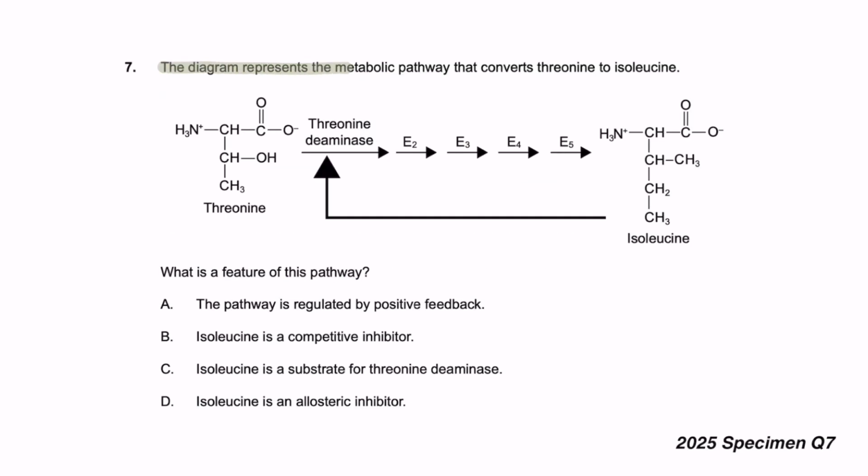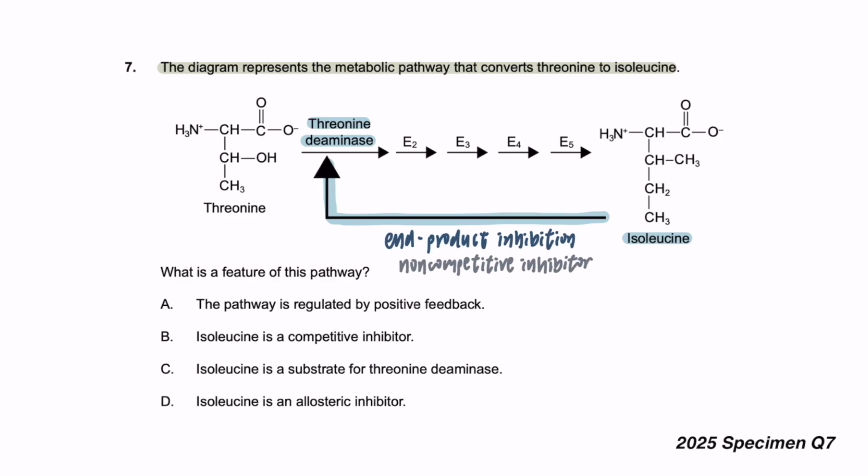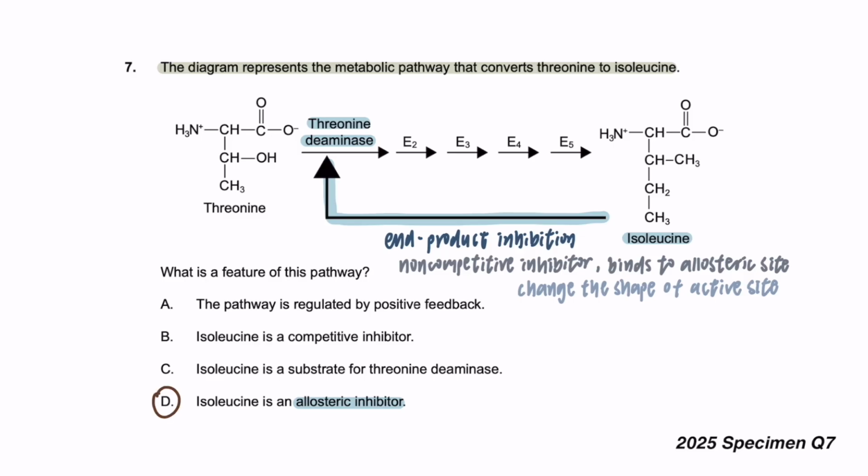The diagram represents the metabolic pathway that converts threonine to isoleucine. Once isoleucine is formed, isoleucine inhibits the enzyme threonine deaminase. This is called end product inhibition, and it is a type of non-competitive inhibition. Isoleucine binds to the allosteric site of the enzyme, and it will change the shape of the active site of the enzyme.